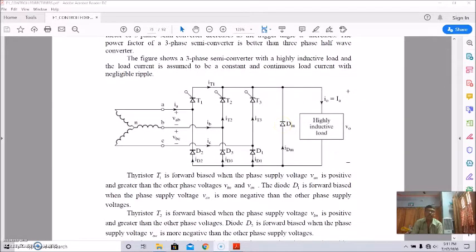The figure shows a three-phase semiconverter with a highly inductive load, and the load current is assumed to be constant and continuous in nature with negligible ripple. So this is the circuit diagram.